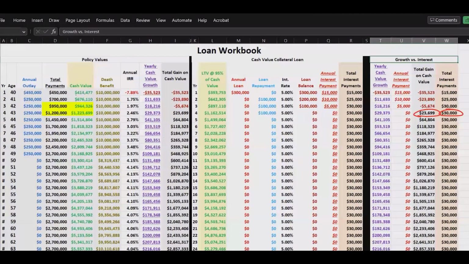If I want to look at year 3, however, what was your gain? $18,000, isolating that year. What did you pay in interest? $5,000. Okay, so on a yearly basis, I was ahead.